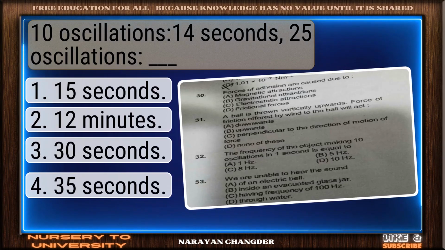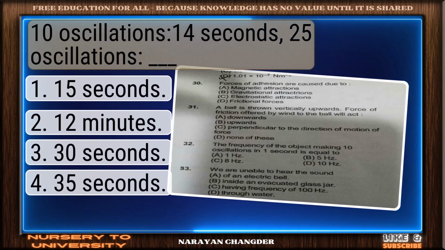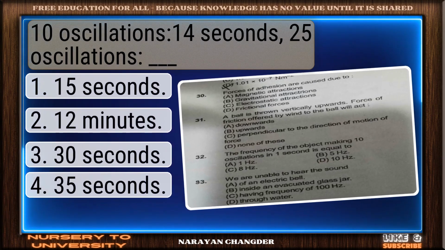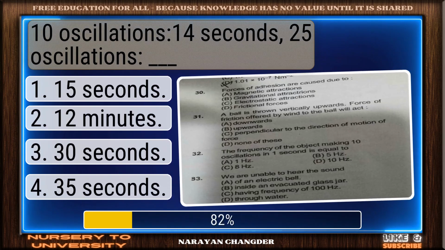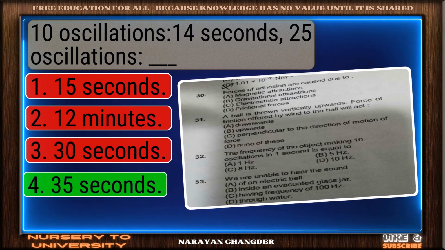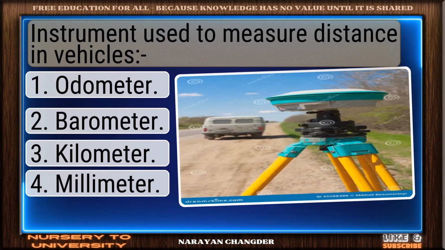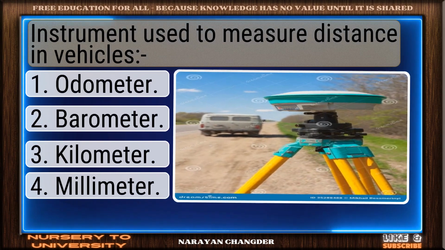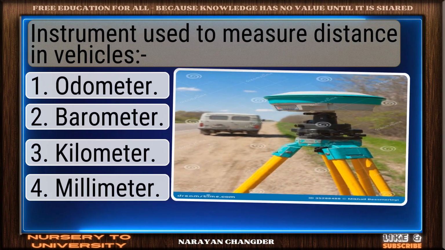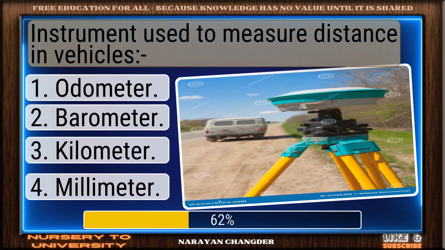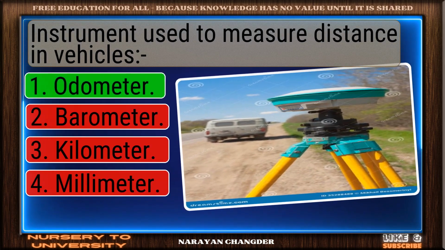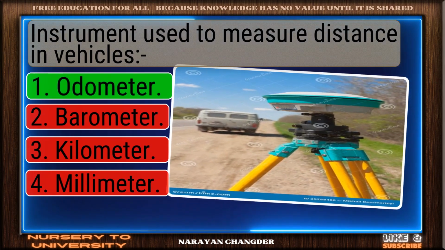Question number 9. 10 oscillations, 14 seconds, 25 oscillations, dash. Great thinking. 35 seconds is the right choice. Question number 10. Instrument used to measure distance in vehicles. Well picked. Odometer is the correct answer.